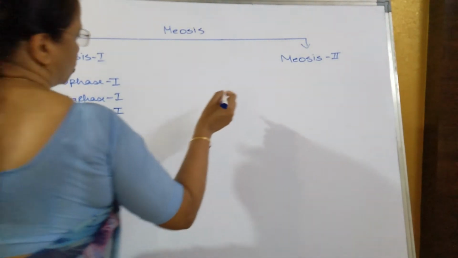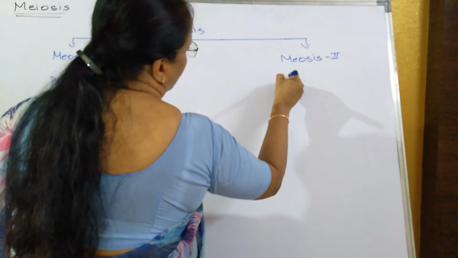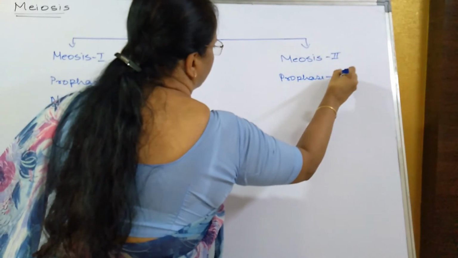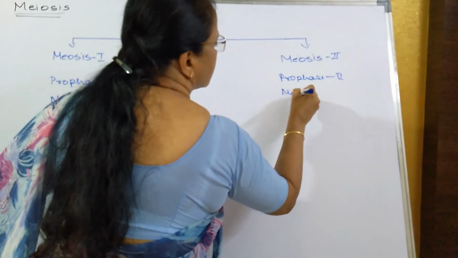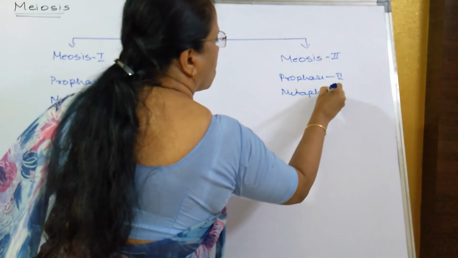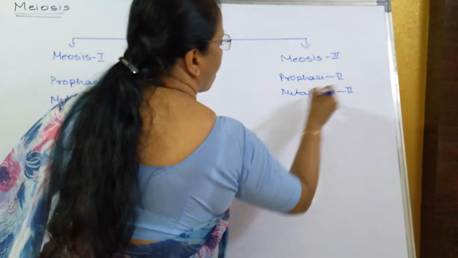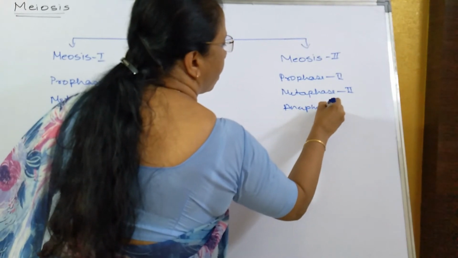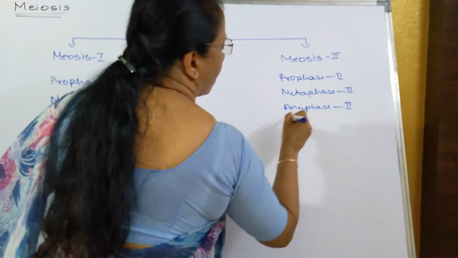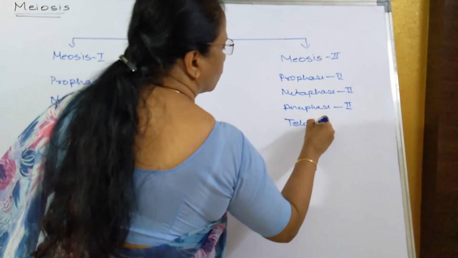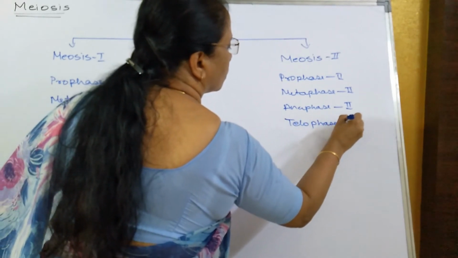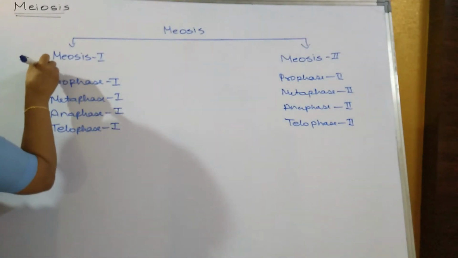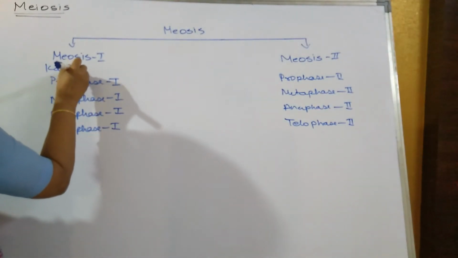Same way in meiosis 2 there are 4 stages, prophase 2, metaphase 2, anaphase 2 and telophase 2. Always in meiosis it begins with cytokinesis, like mitotic division.